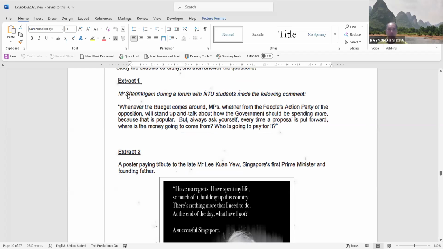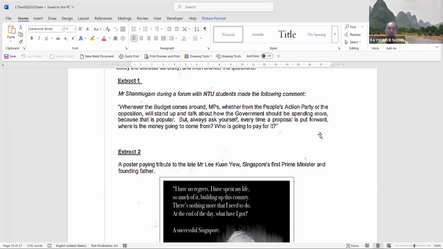Nicole, my dear, can you read? Mr. Shanmugam, during a forum with NTU students, made the following comment: whenever the budget comes around, MPs, whether from the People's Action Party or the opposition, will stand up and talk about how the government should be spending more because that is popular. But always ask yourself, every time a proposal is put forward, where is the money going to come from? Who is going to pay for it? Very good, loud and clear.